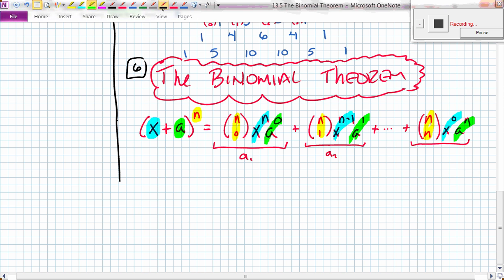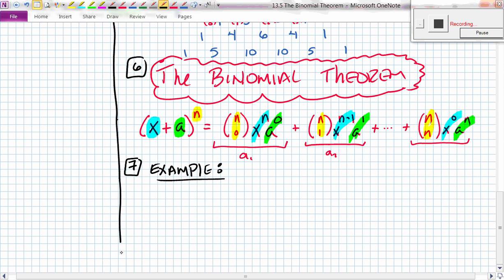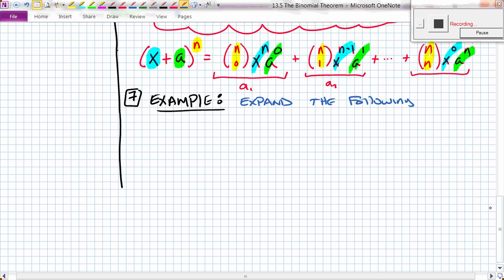Let's try an example together. Now imagine if that was the first box. It would have been like, what? No bueno. Okay, here we go. The directions are to expand the following. Okay, here it is. It's going to be x plus y all raised to the 6th power.